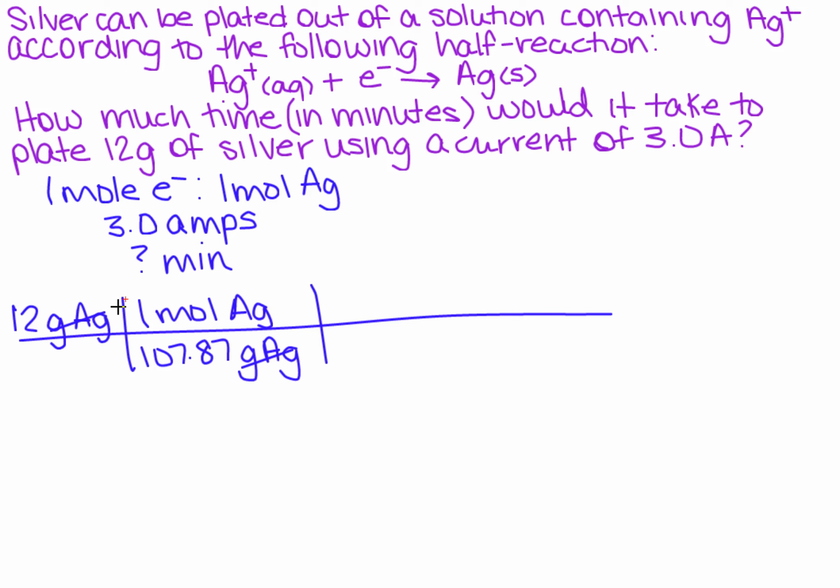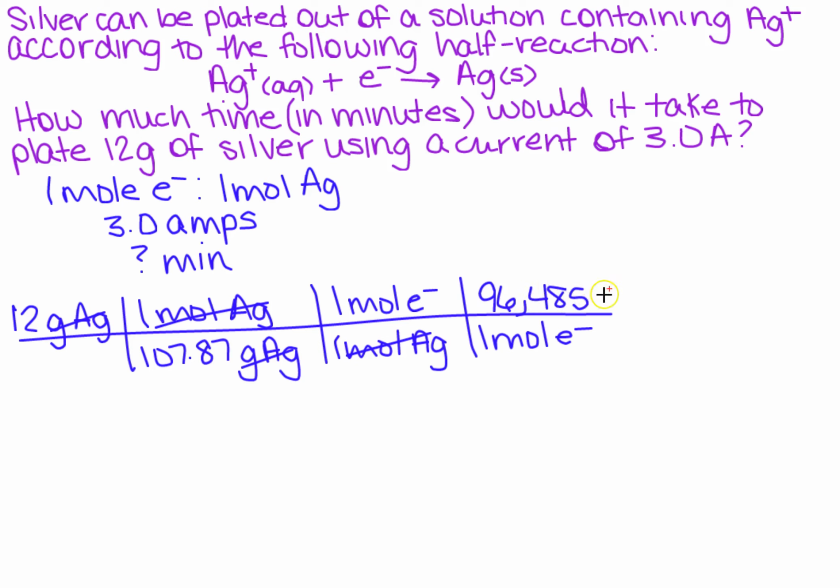Well, I wrote down this awesome thing about moles up here, right? I said that for every 1 mole of silver, I had 1 mole of electrons. Well, that's cool. So now I've got these moles of electrons. Well, what do I know about that? There's a constant, right, that I can use. And what does that constant tell us? It says that for every 1 mole of electrons, there are 96,485 C's. So now I've got the C's.